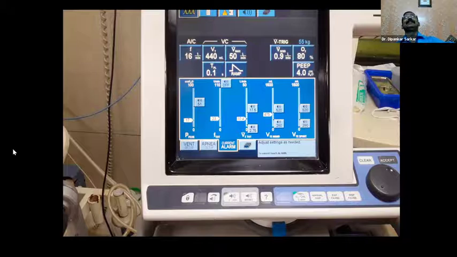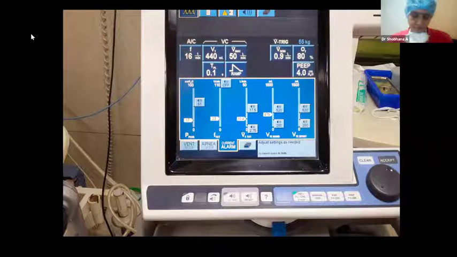And at times, the patient may be sedated. The patient will not fight. But if the patient is somehow conscious, the patient will tell you that he or she is short of breath, do something. And whenever you put a suction catheter, you find that the suction catheter is not going freely. When the suction catheter is not going freely, you diagnose it as a blocked tube.